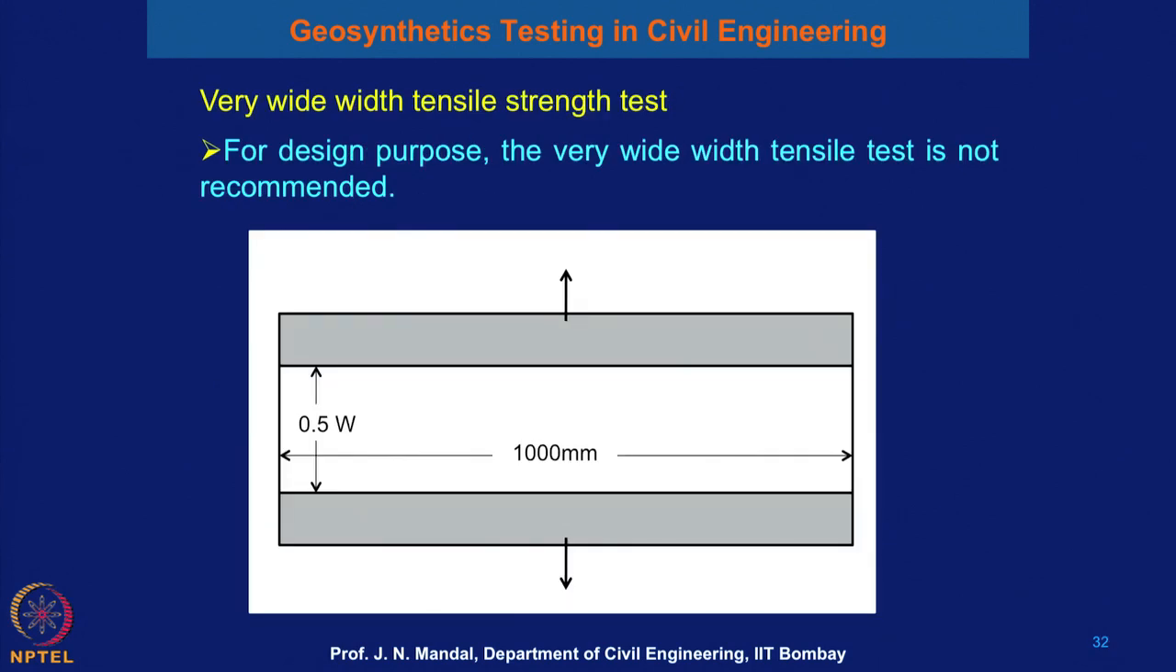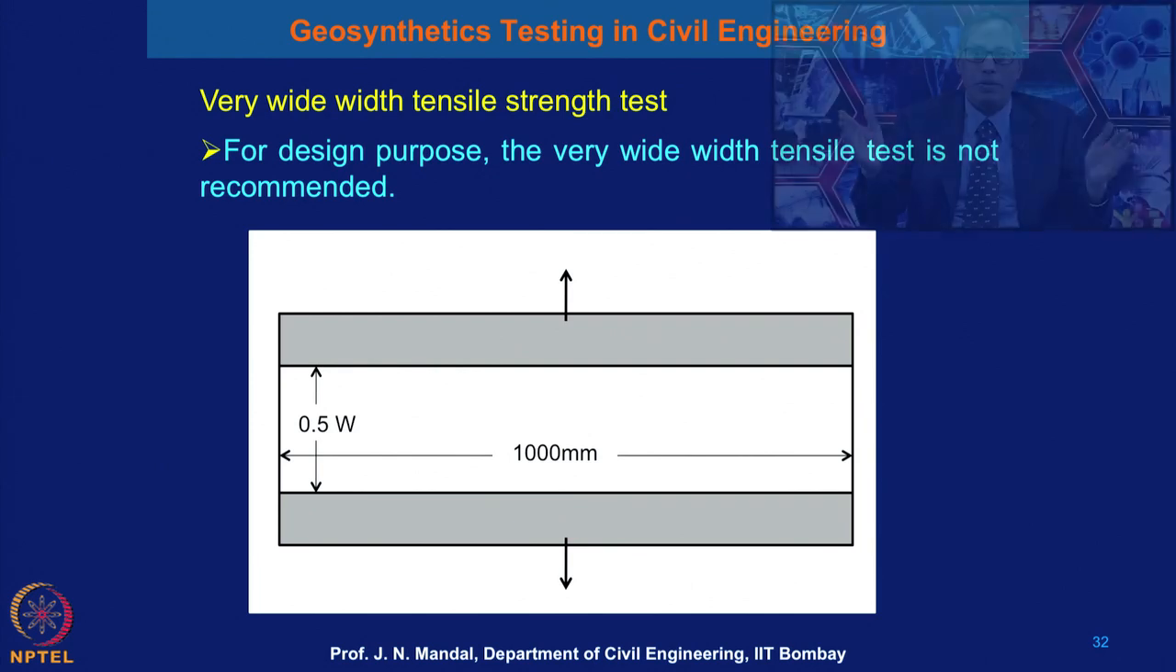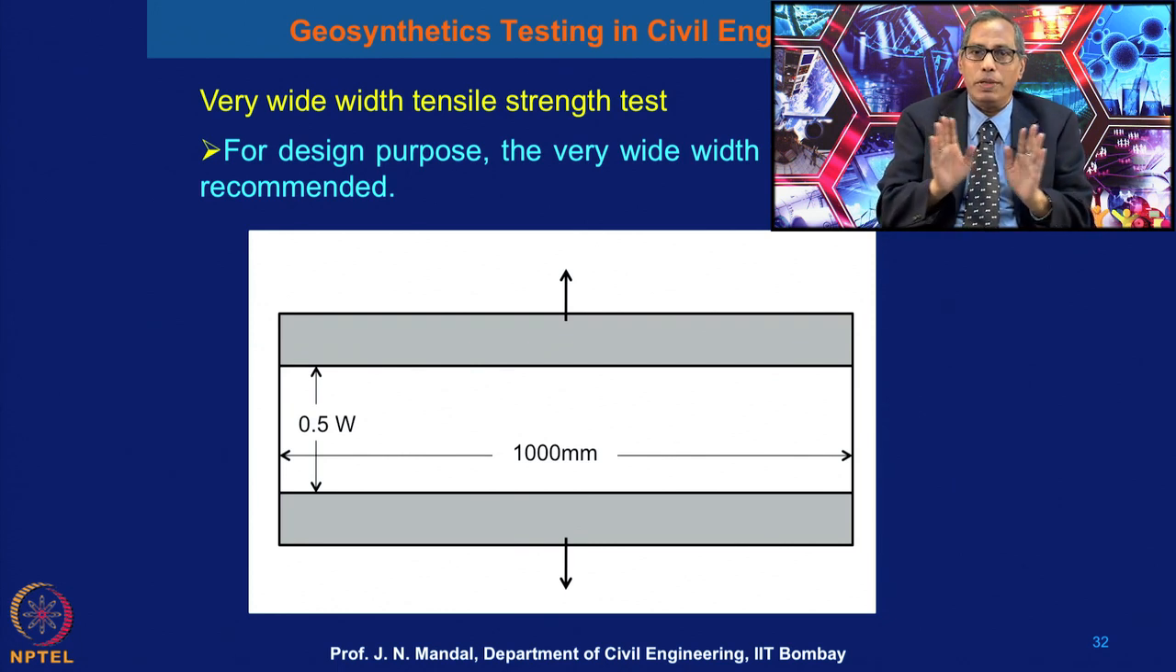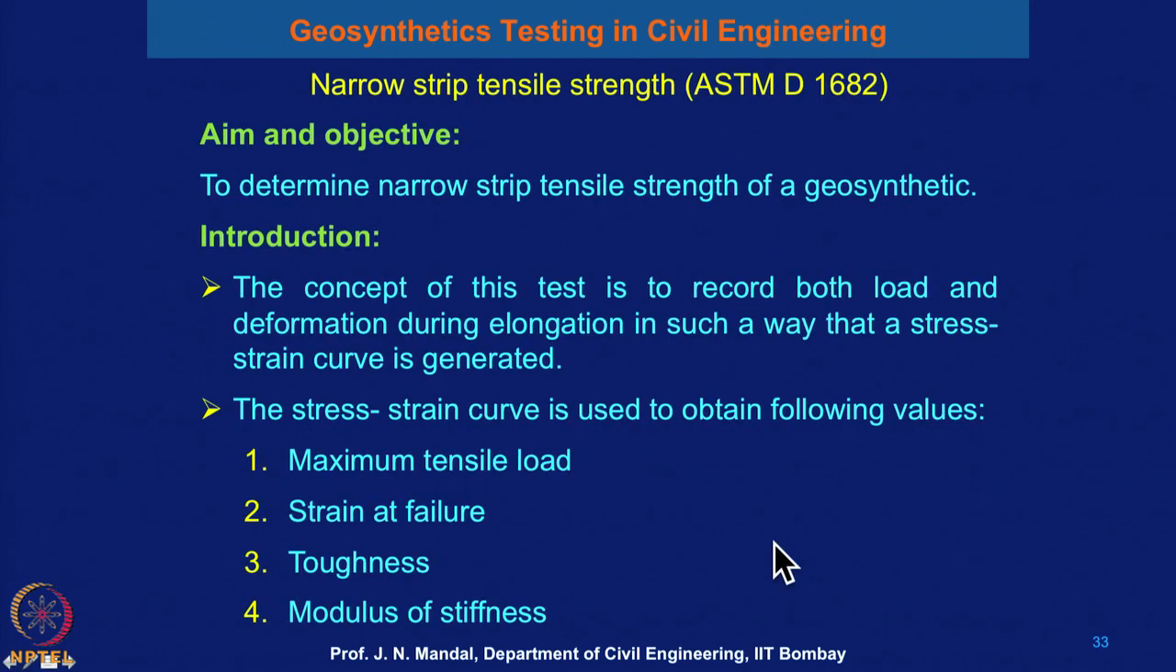So, next is the very wide width tensile strength. Here the size of the specimen is 1000 millimeter, or 0.5 times of the W. For design purposes, the very wide width tensile test is not recommended, and generally we do not perform any kind of test for very wide width tensile test.